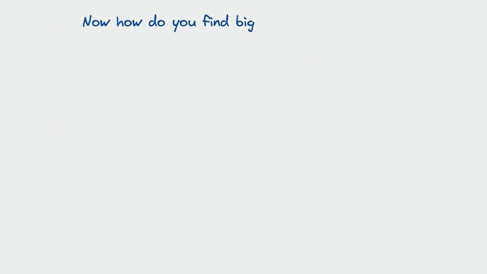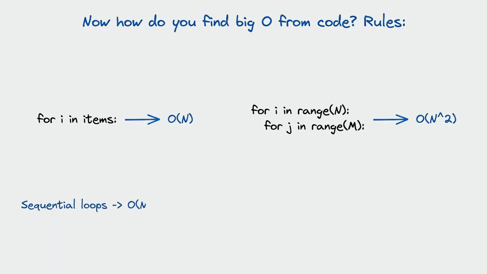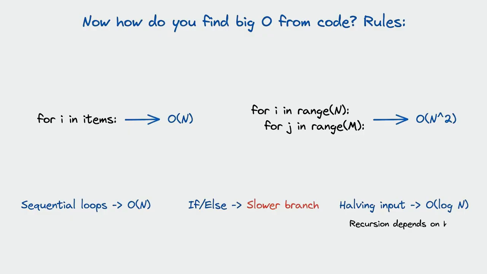Now, how do you find Big O from code? Here are some quick rules. One loop over n items, that's O of n. A loop inside a loop is O of n squared. Two separate loops, one after the other, still O of n. If you have an if-else, take the slower branch. If you're halving the input each time, that's O of log n. Recursion? Depends on how the input shrinks.